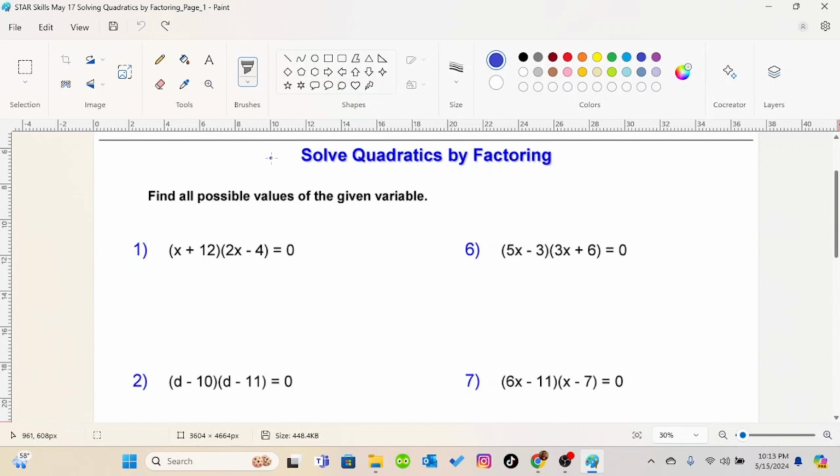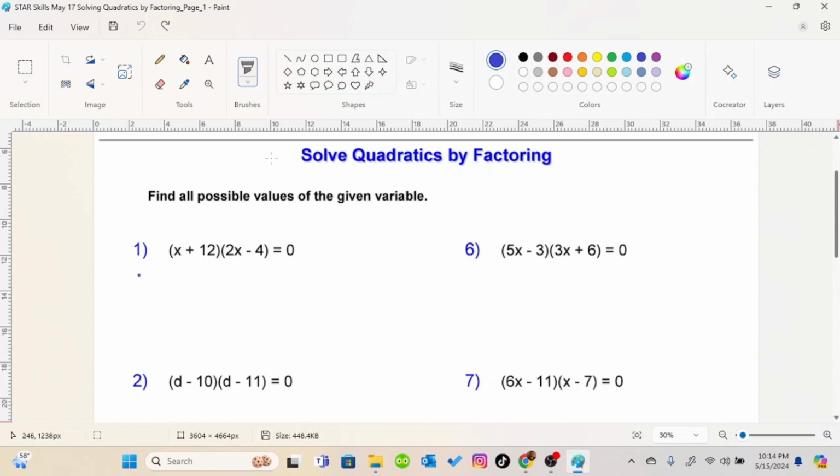Page 1 is all about solving quadratics by factoring. It says find all possible values of the given variable. What we mean here is, if you remember, we continually had the vocabulary term zero product property. If I am multiplying two things together and getting 0 as an answer, then one of the things I'm multiplying must be 0. This is what allows us to find the x-intercepts, which are the solutions.